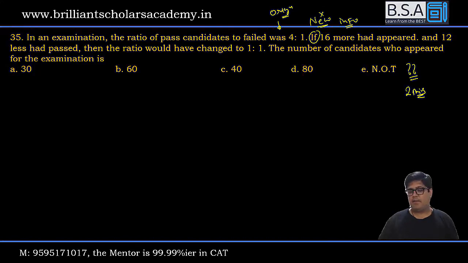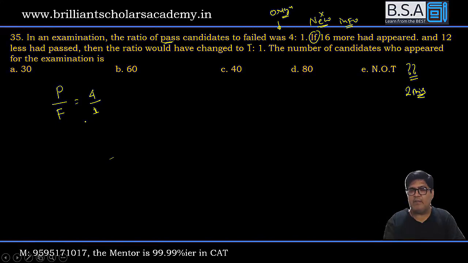Others, confirm your answers, comment your answers. What is your understanding of the question? That is also key here. In an examination, the ratio of candidates who passed to failed is 4/1. People who pass the exam and fail the exam are in the ratio 4/1.